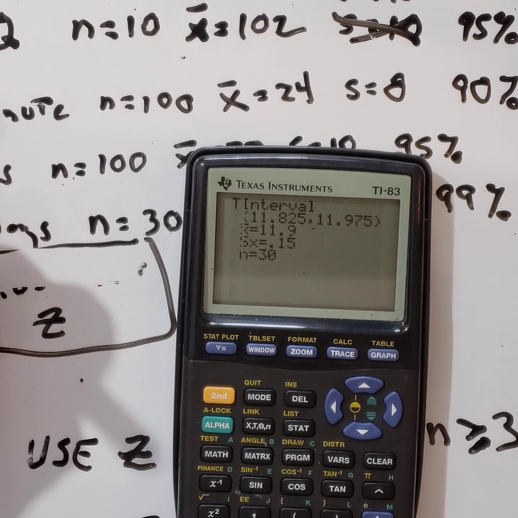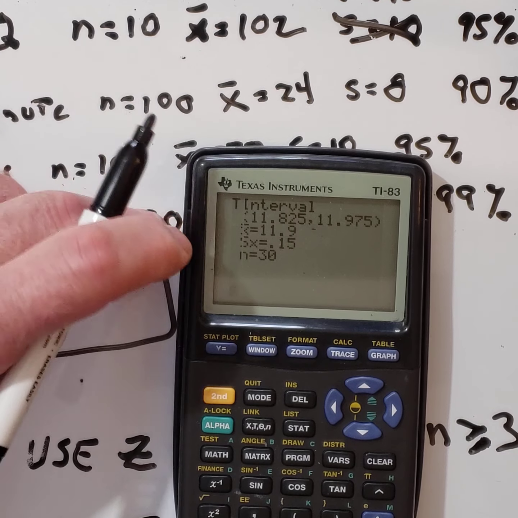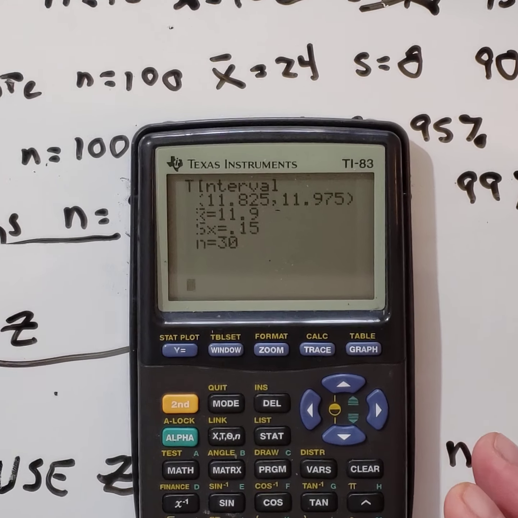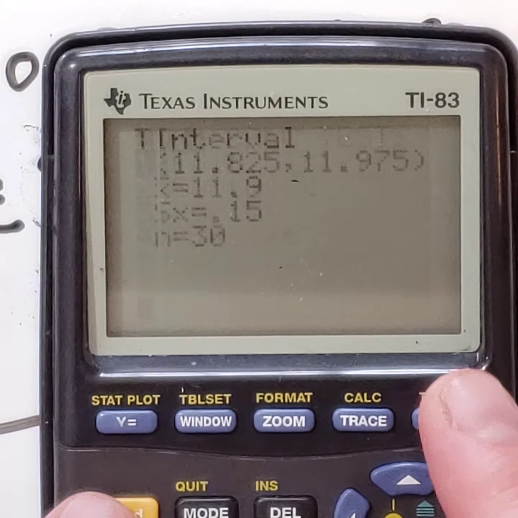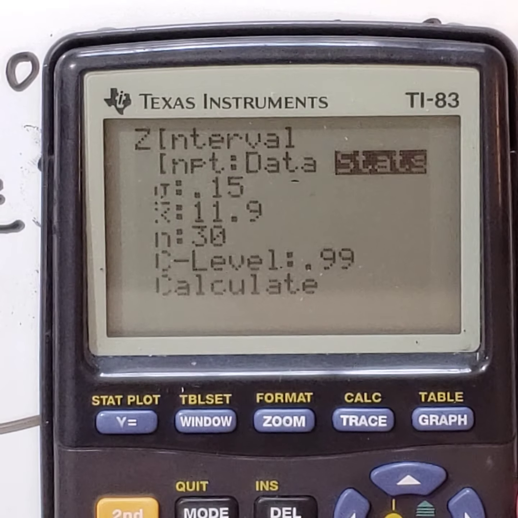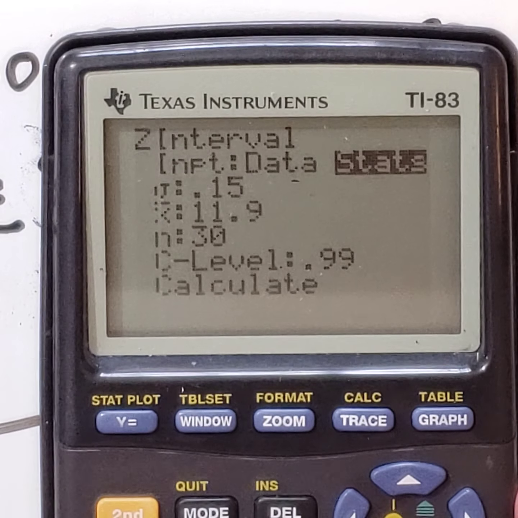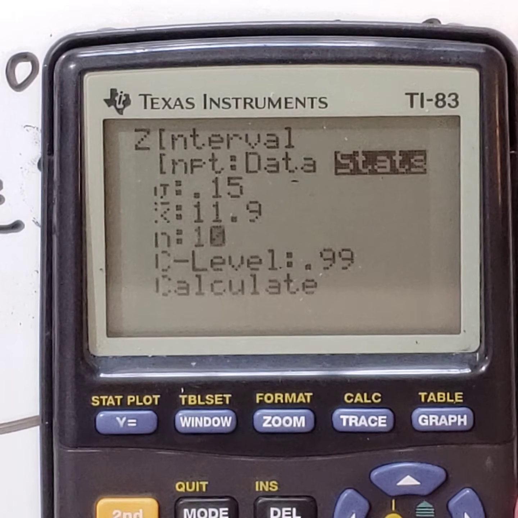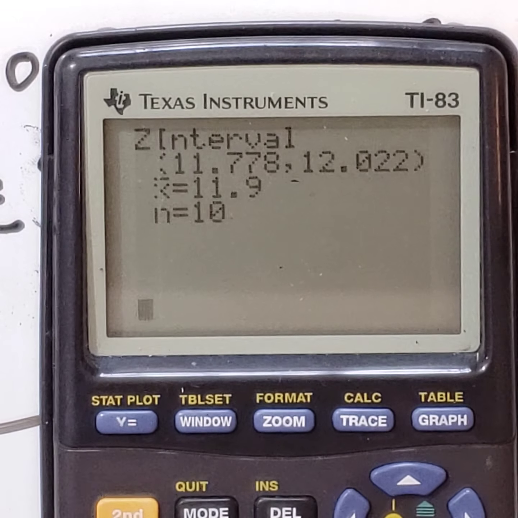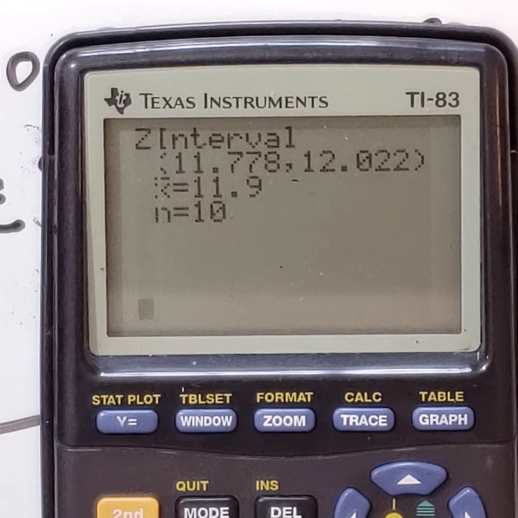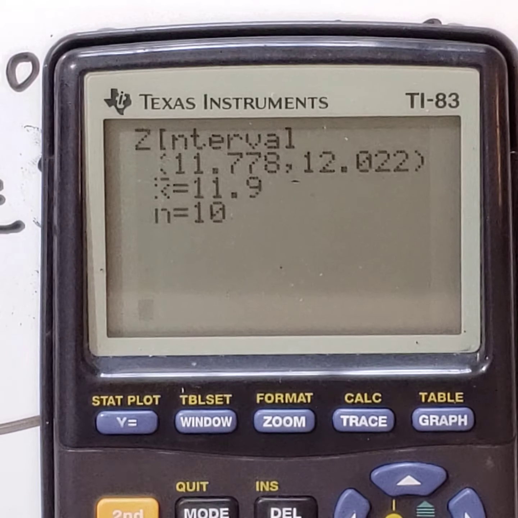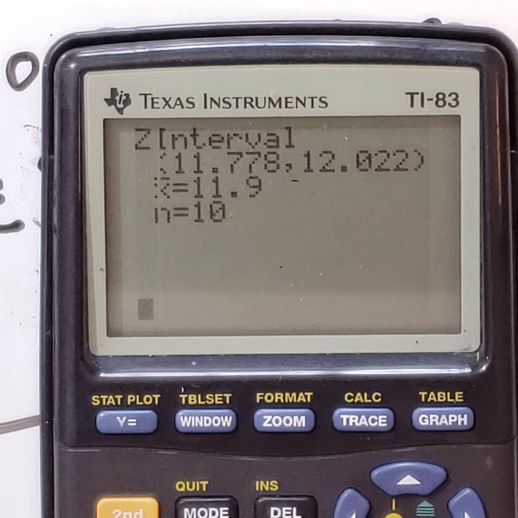Now I want to go through and change that. What if I change that sample size to 10? Let's run the numbers for z. Go to z-interval. And we've still got our 0.15. We still got our 11.9. This time we're changing n to 10. That's the only change we're making. So we can calculate that. And we get 11.8 to 12, basically 12.02. So 11.8 to 12.